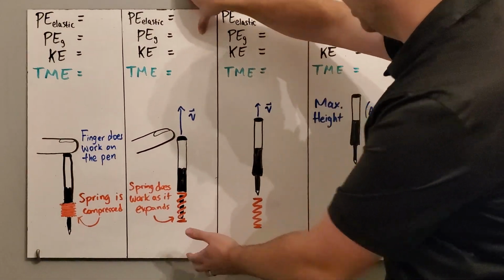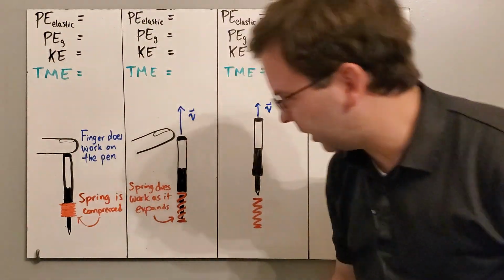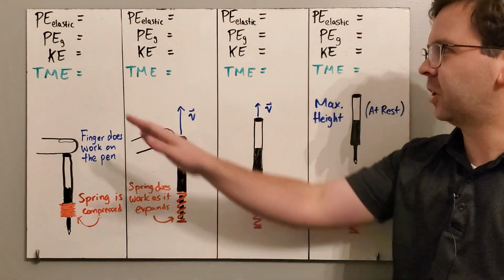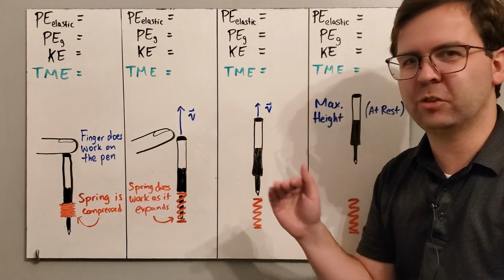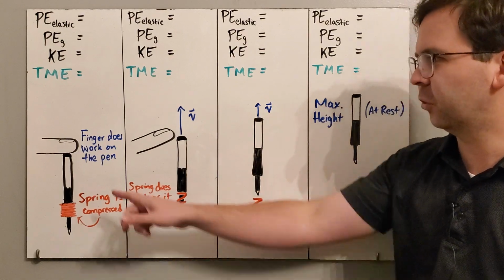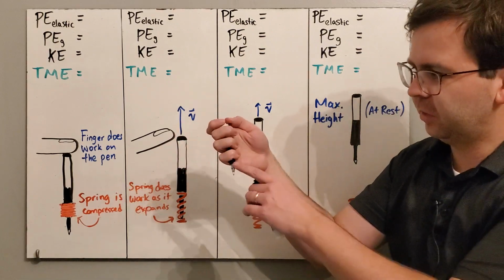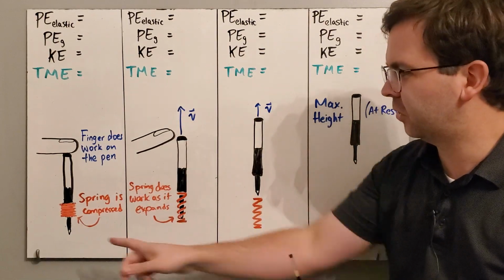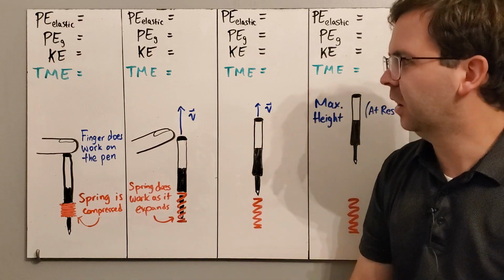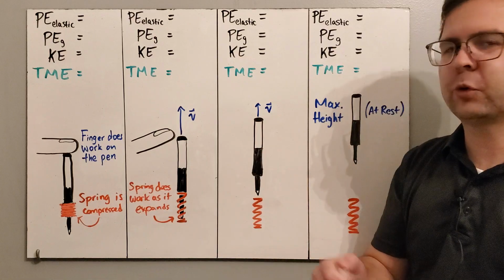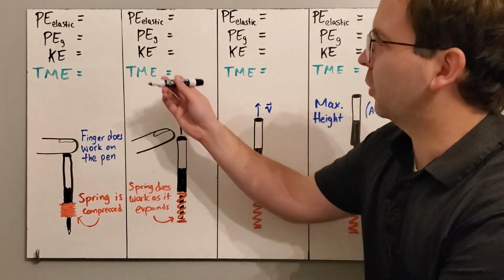So I've drawn this simple act of pushing down the pen and releasing it. And we're going to try to label and measure the energy that's involved in each situation. So at first, when you push the pen down into the spring, there's a little spring in there that gets compressed. So I tried to illustrate that here. When you do that, you're doing work on the pen, pushing the spring down, and you're storing elastic potential energy.